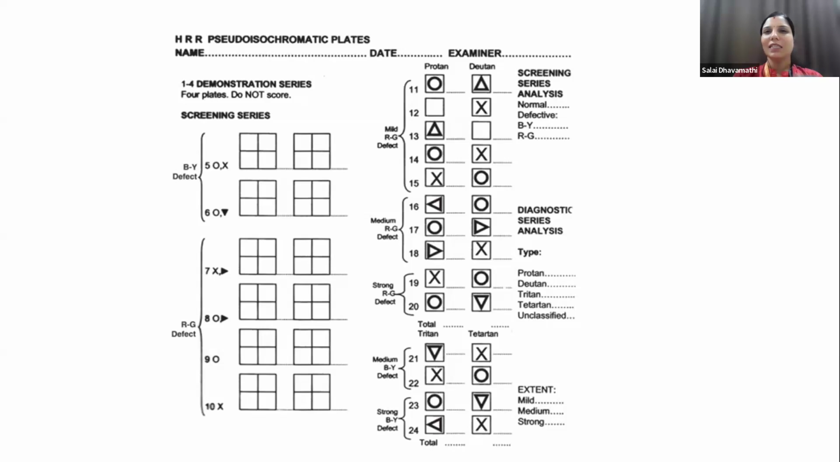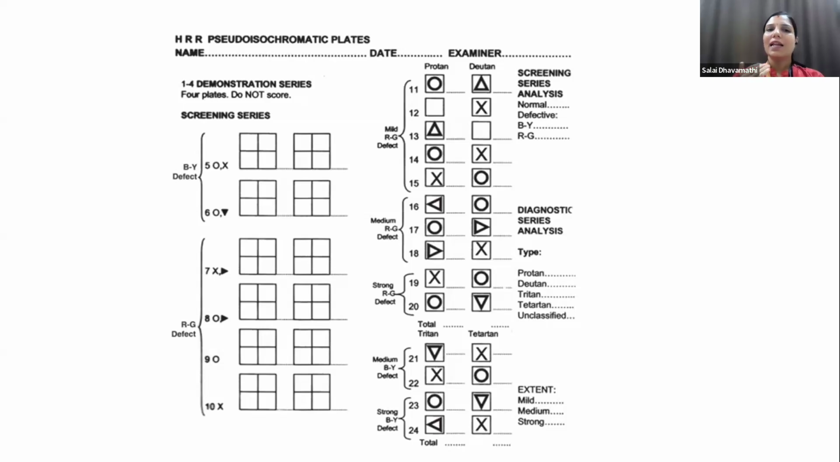Here, this is a little difficult. Everyone will get confused in the HRR. Many will go with the pseudoisochromatic plates only. But here, what you should do is you have a 1 to 4 demonstration series. That series of plates, you need not score. You can show it for understanding purposes, plates where they can see the numbers. I don't know whether it is clear or not. You have an O pattern or a triangle pattern. So the patient has to say in which quadrant the pattern is, either the upper quadrant or the lower quadrant.